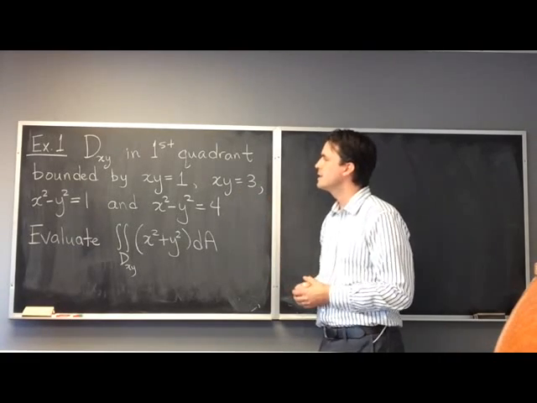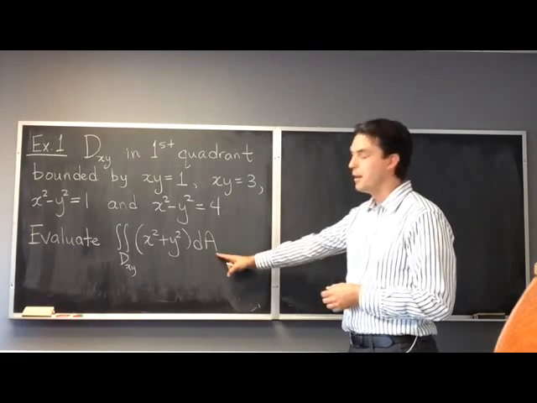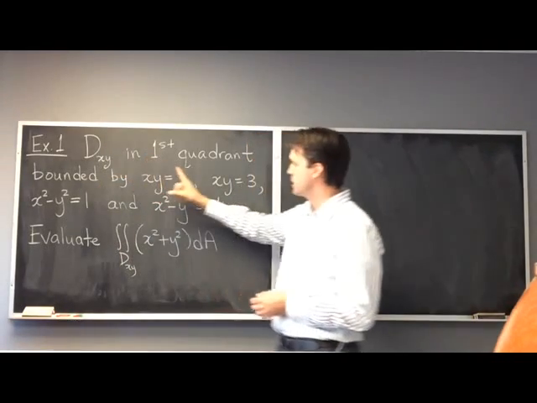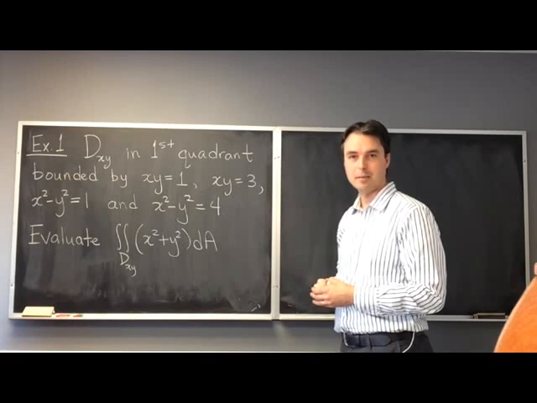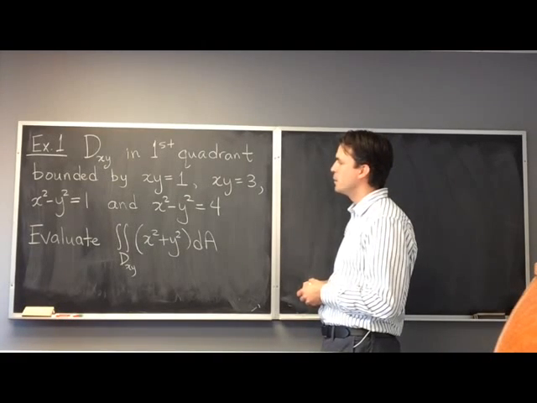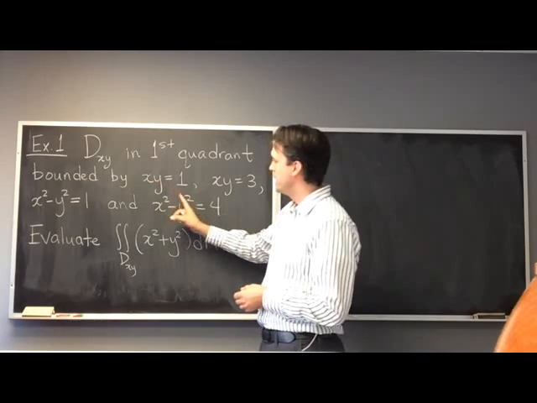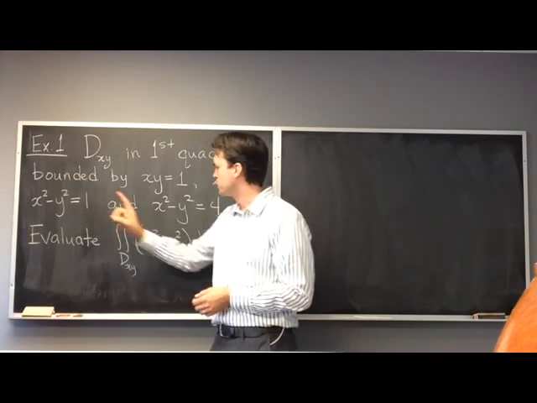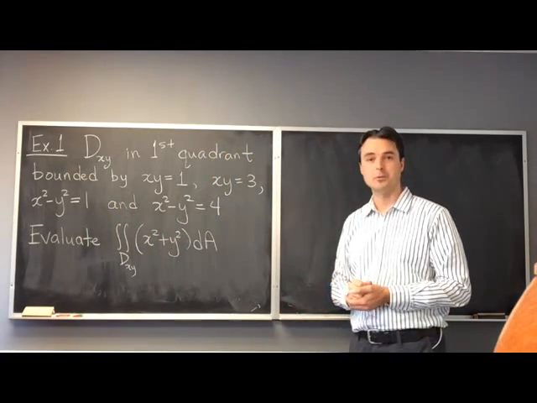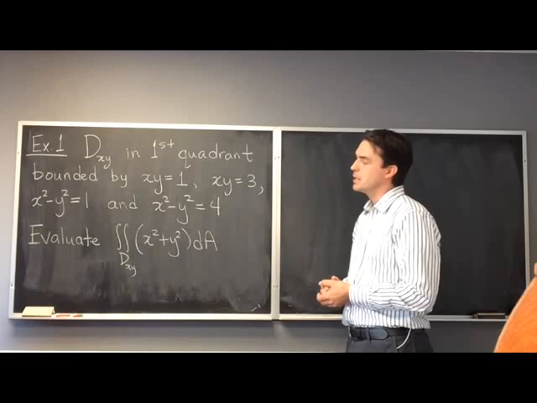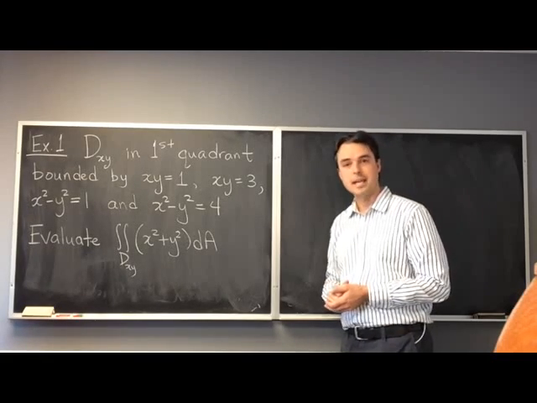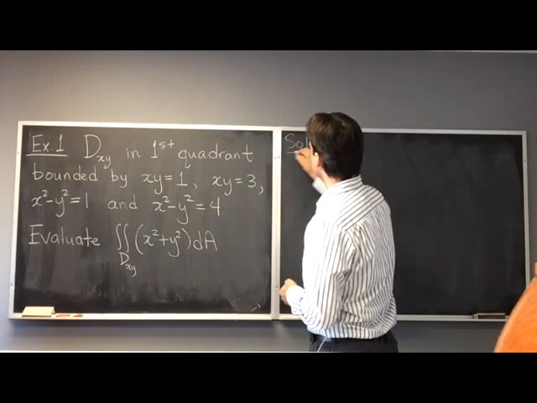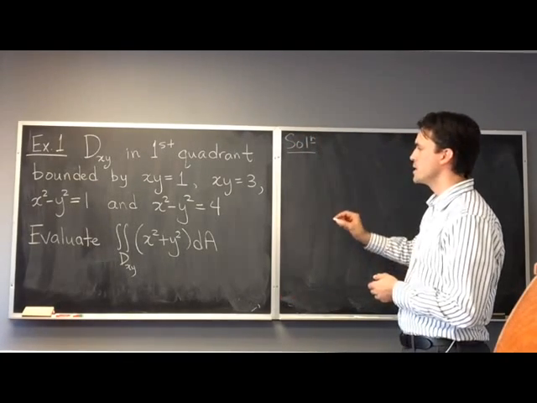The first one asks us to evaluate the following double integral over that region dxy, which is in the first quadrant of the xy plane, bounded by the following curves: x times y equals 1, x times y equals 3, x squared minus y squared equals 1, and x squared minus y squared equals 4. So as always, a good way to start is with a sketch of the region. As part of our solution, we'll draw the region in the xy plane.